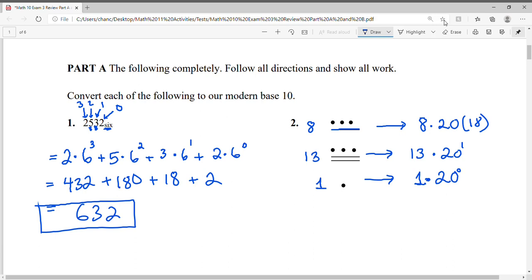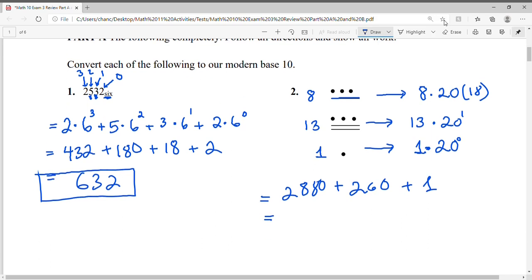So we'll simplify this. Our answer is going to be equal to 8 times 20 times 18. That's equal to 2,880. And then we'll add 13 times 20. That is equivalent to 260. And then 1 times 20 to the 0 is 1. Let's add these values up. Adding all of this up, you should get 3,141 in our base 10 system.